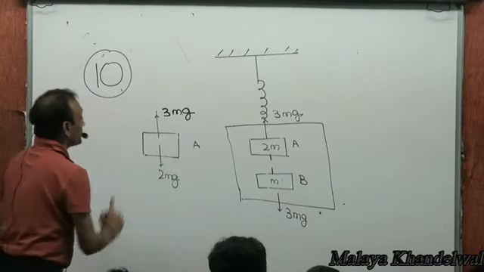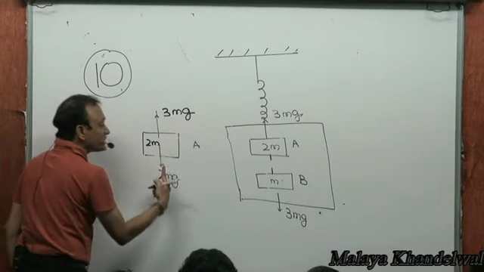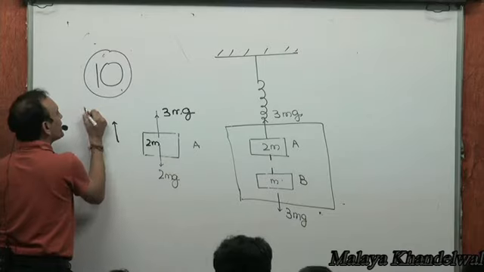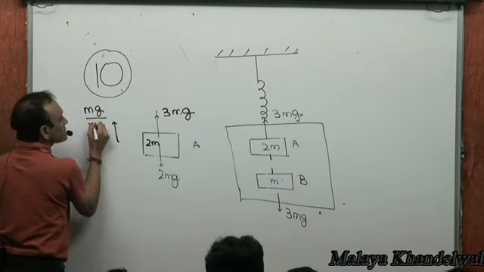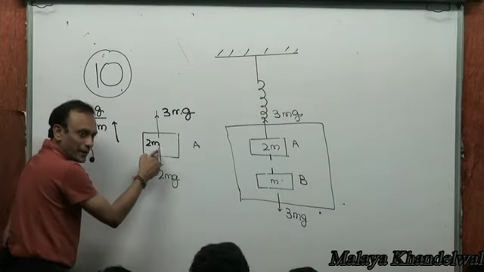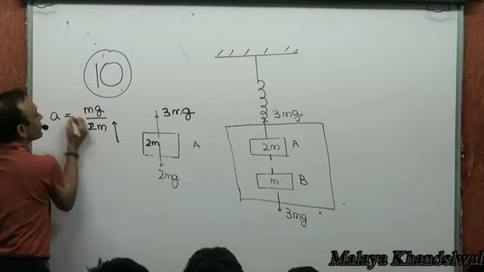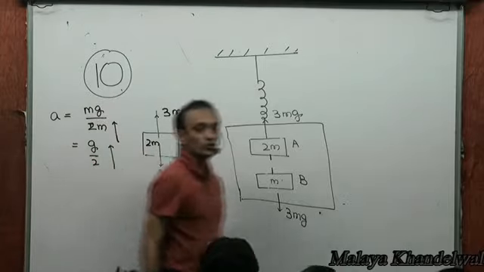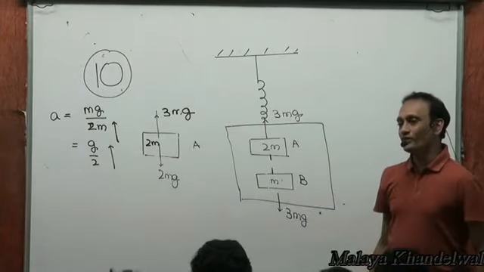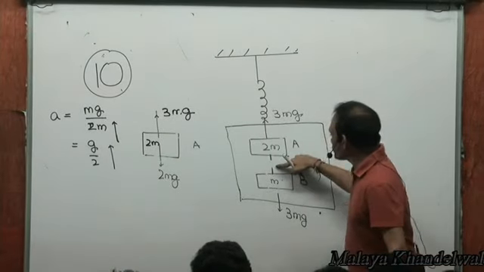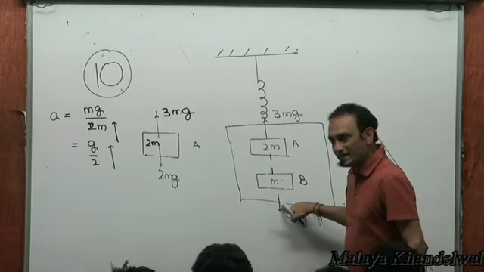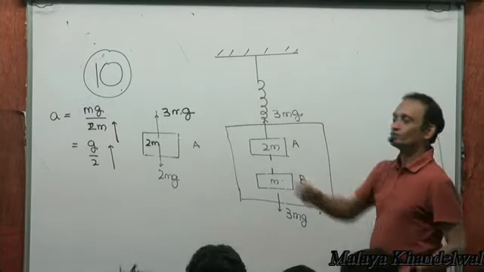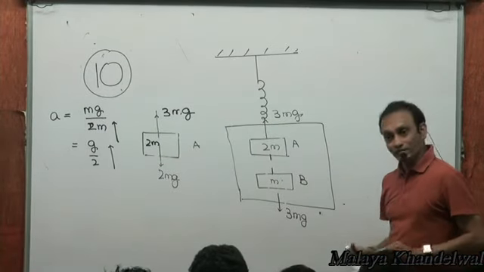Yes or no? That means on this mass 2m, what is the net force upwards? 3 mg minus 2 mg, mg upwards, is the net force. Divided by its mass 2m, that's going to be acceleration equal to g by 2 upwards. Yes or no? That means right after I snap the string, this will fall freely with g, and this will have an upward acceleration of g by 2. Clear?